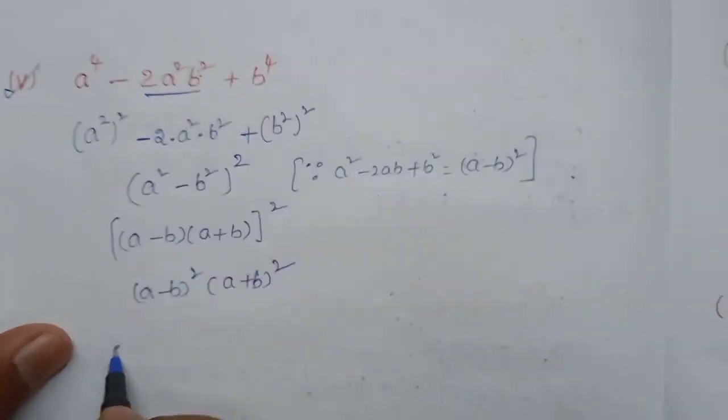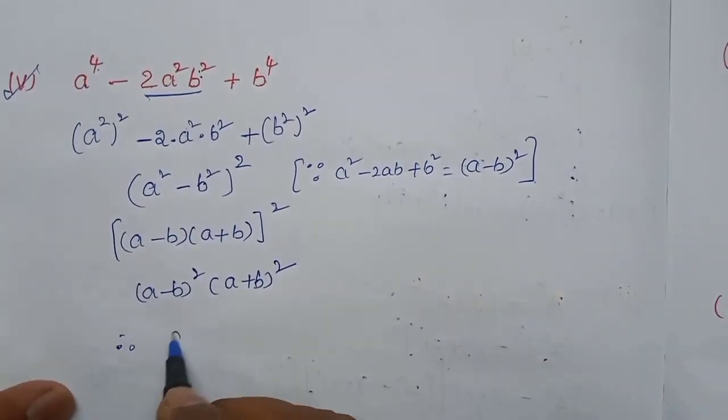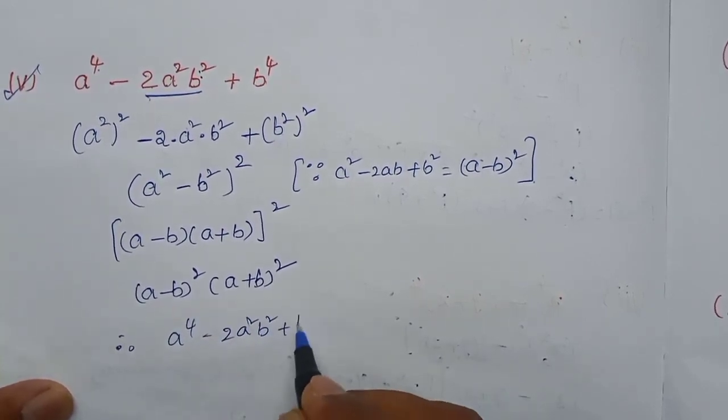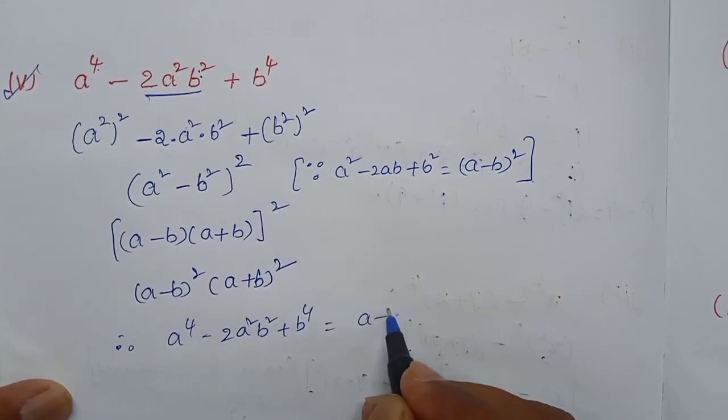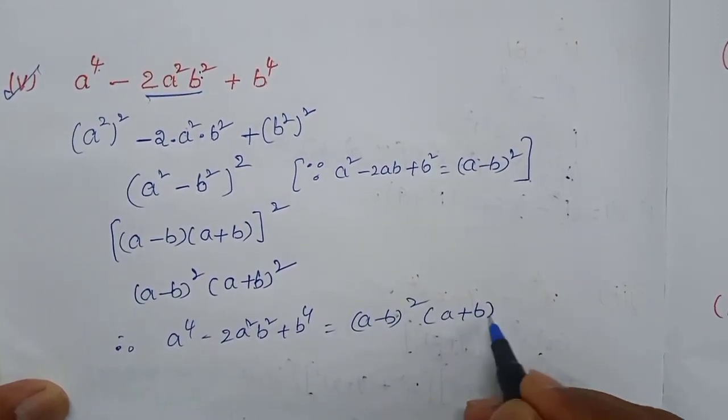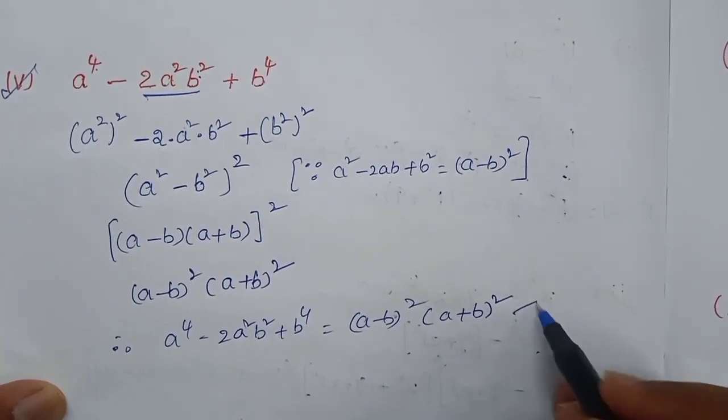So therefore you can write a to the power of 4 minus 2a square b square plus b to the power of 4 is equal to (a minus b) whole square into (a plus b) whole square. ఈ విధంగా దీని యొక్క ఫ్యాక్టరైజేషన్ రాస్తాం.